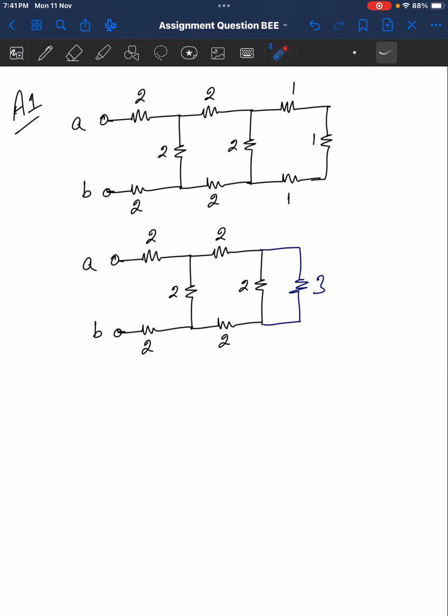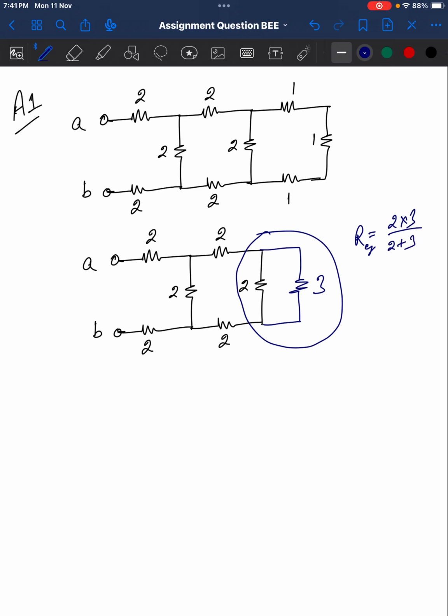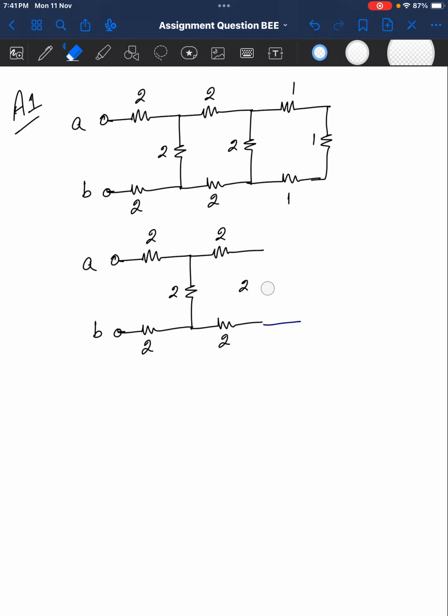Correct? So we can write here that these two can be converted into a single resistor, and R equivalent is equal to 2 into 3 by 2 plus 3, that is 6 by 5 ohms. So we write 6 by 5 and remove these two. This is nothing but 6 by 5 ohms, or 6 by 5. It is understood the unit is ohm.